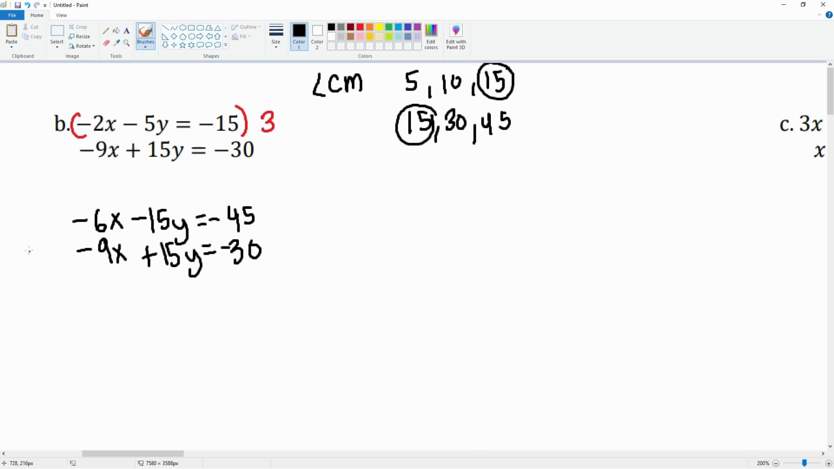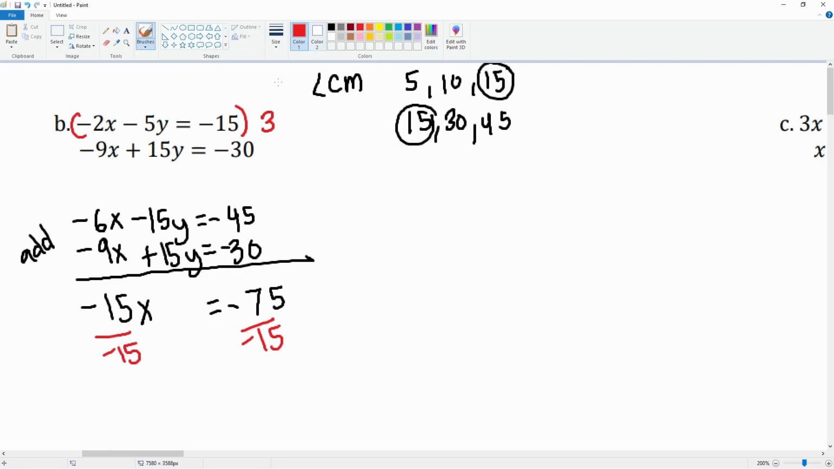At this moment, I'm going to add these two equations together, right? -6x minus 9x becomes a -15x. This cancels. This is a 0y, but we just don't need to write it. Then we have a -45 and a -30. That is a -75. Okay? Now we want to divide by -15 to both sides. This does cancel, leaving you with just an x is going to be equal to 15, 30, 45, 60, 75. So that's 5. So -75 divided by -15 is just 5. Okay, we got the x value.